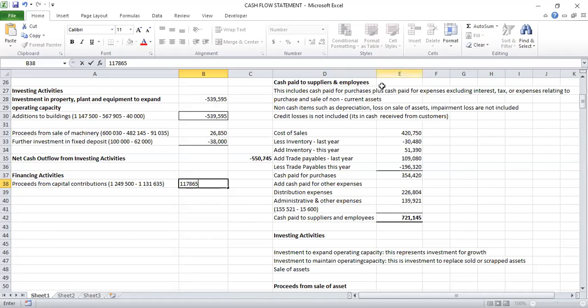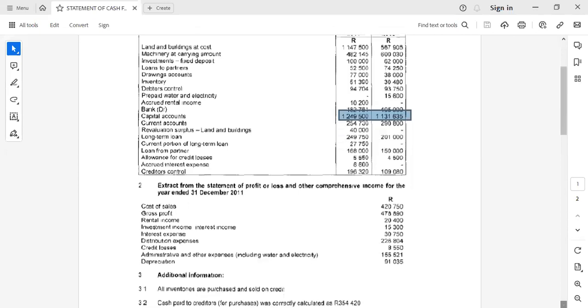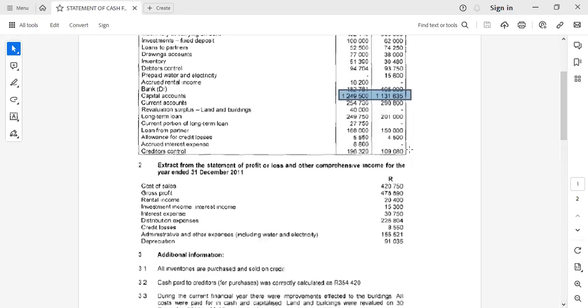Then we check loans, long-term loans, not just short-term loans. They might be considered part of the operating activities. Our loan, if you can see here, also includes the current portion. If our loan includes the current portion, then we have to combine them together. Our loan was 201, but then it increased to 249,750 plus 27,750. We combine them because although the current portion is just installments to be paid within a year, they still remain part and parcel of the long-term loan.